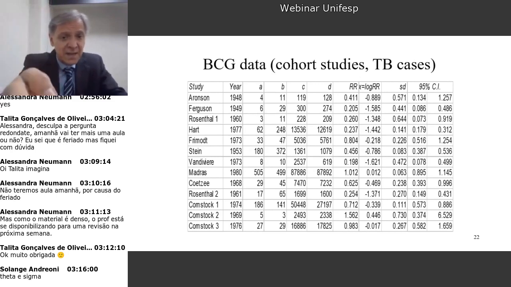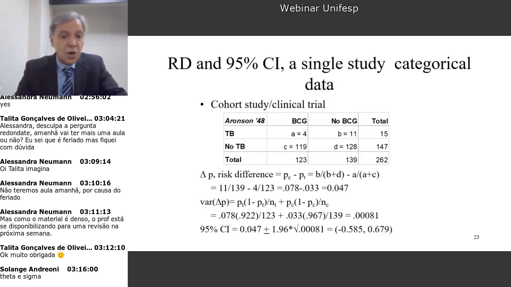And the SD is standard deviation, as you can see. So you have the relative risk column and the log of the relative risk column. And then you have the standard deviation, you have the 95% confidence interval. Remember that? Okay, so RD, risk difference.